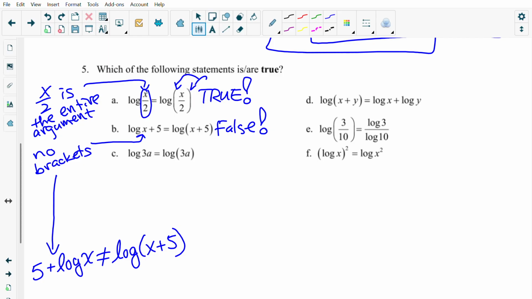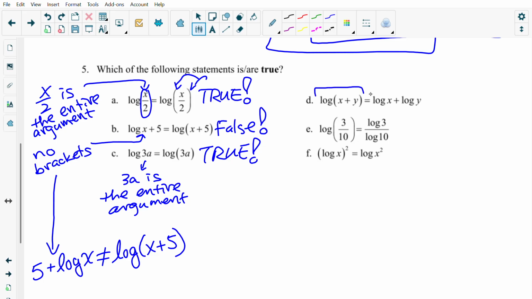Letter C. Log of 3a equals log of 3a in brackets. Again, this is similar to letter A. 3a is the entire argument. So this is true. All I'm doing from left to right is just throwing in a set of brackets there. So that is true. Okay. Letter D. Log of x plus y equals log of x plus log of y. This cannot be simplified. Okay.